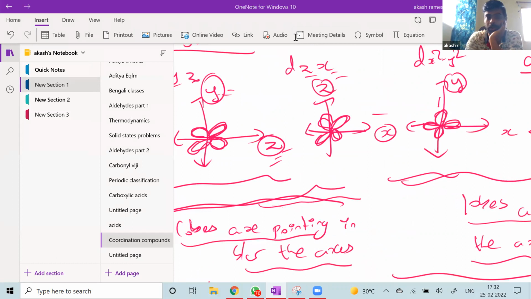Now we have 8 people. Good. Go for it, people. You need not be right, you need not be wrong, it doesn't matter. Just tell me what you think. Which will have more repulsion?